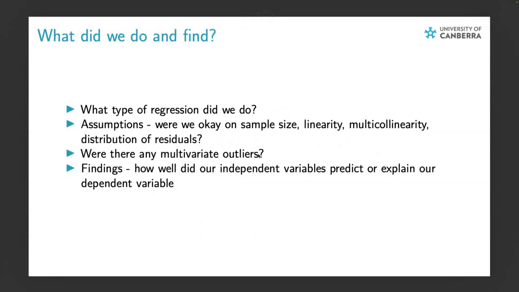So what did we find? What type of regression did we do? We did a simple or simultaneous linear regression. What were our assumptions? Were we okay on sample size? You could argue, yes, we met criteria for one, but arguably, I think there's an equal rationale for saying no. Linearity, multicollinearity, and distribution of residuals were met. Were there any multivariate outliers? Cook's distance says no. And findings, how well did our independent variables predict or explain the dependent variable? Not well at all. Our model was awful.